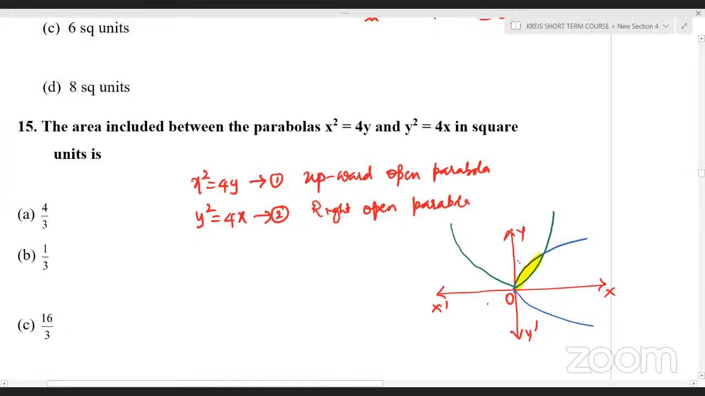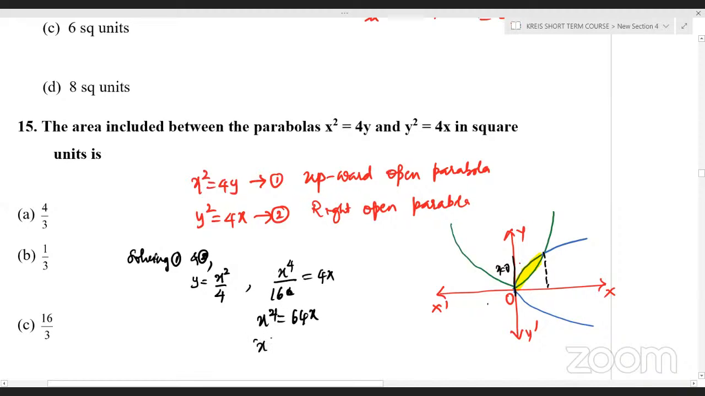Now let us see where these two are going to meet. They are going to meet each other at origin, which is x is equal to 0. And if you solve these two, solving 1 and 2, you can observe. So here x squared is equal to 4y, so your y is going to be x squared divided by 4. So I'm going to use that in equation 1, x to the power 4 divided by 16 is equal to 4x you get. X to the power 4 is equal to 64x. Then if you take x outside, x into x cube minus 64 will be equal to 0. X is equal to 0 or x cube is equal to 64, which becomes x is equal to 4.